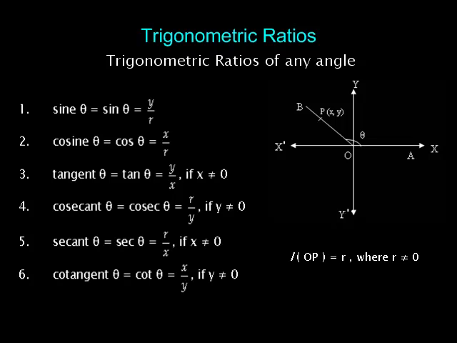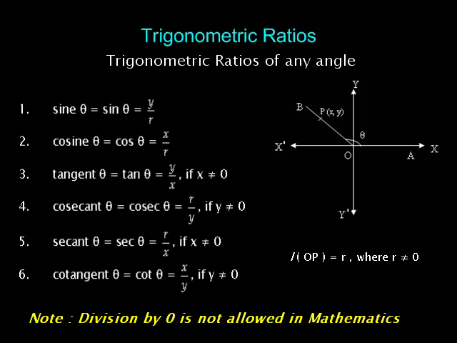1, sin theta equal to y upon r. 2, cos theta equal to x upon r. 3, tangent theta, that is tan theta, equal to y upon x if x is not equal to 0. 4, cosecant theta, that is cosec theta, equal to r upon y if y not equal to 0. 5, secant theta, that is sec theta, equal to r upon x if x not equal to 0. 6, cotangent theta, that is cot theta, equal to x upon y if y not equal to 0.